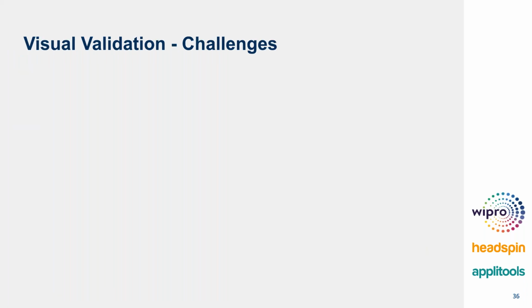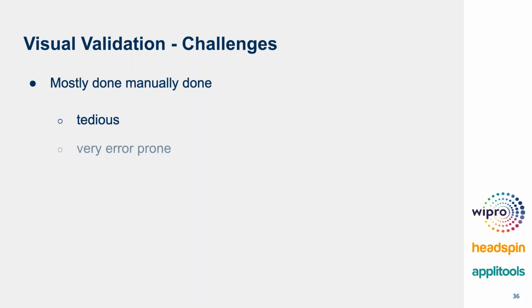So the challenge when it comes to visual validation is that it is mostly done manually. It is very tedious because there's a lot of concentration that the human needs to put in to figure out the differences in the context of where that product is, why that state is like that.